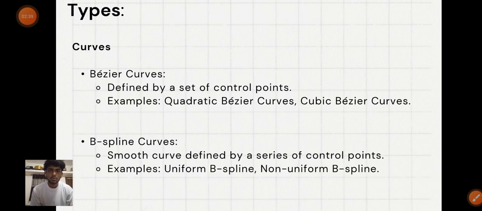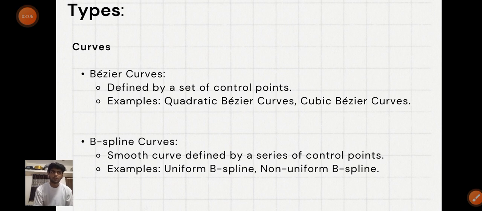So we are going to look at types. The types of curves are Bezier curves and B-spline curves. Bezier curves are basically defined by a set of control points. Examples are quadratic Bezier curves and cubic Bezier curves. B-spline curves have a smooth curve defined by a series of control points. Examples: uniform B-spline, non-uniform B-spline.